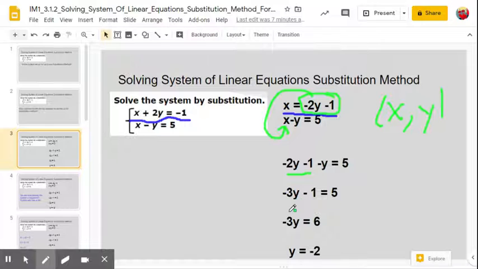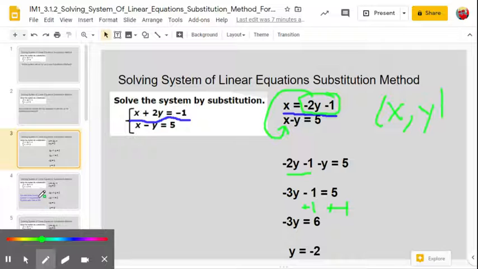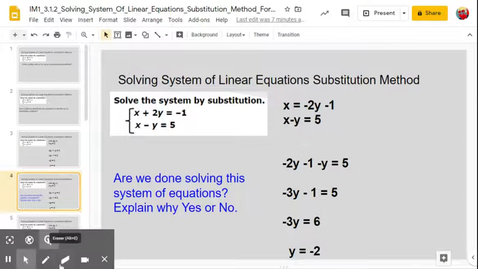I combine like terms, I get -3y minus 1 equals 5. I add 1 to both sides to get the 6 on the right side. So -3y equals 6. Then I divide both sides by -3, and we get y equals -2. All right. The question for you now is, are we done solving this system of equations? Explain why, yes or no.